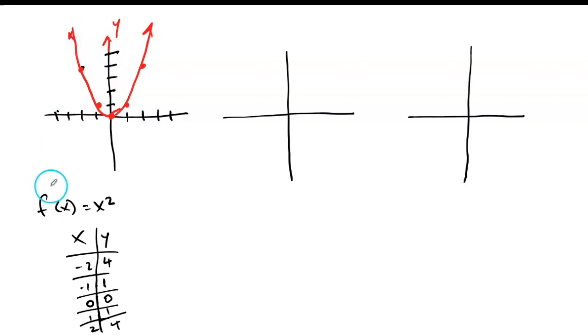Now, let's pretend we put a 2. If it's a 2, my graph is going to be more narrow. It's going to be a stretch vertically. And when I say stretch vertically, pretend that I'm pulling my graph up. I'm stretching. So this is a stretch vertically.